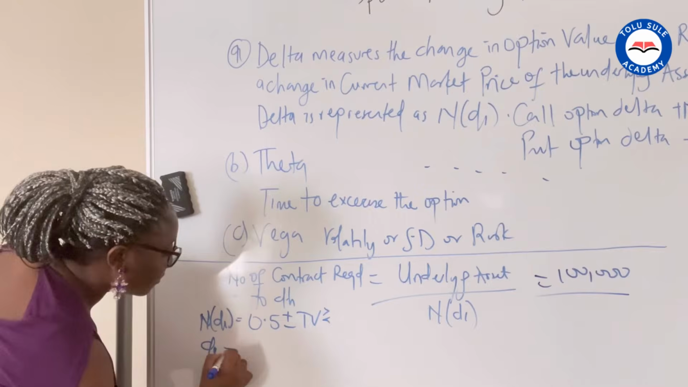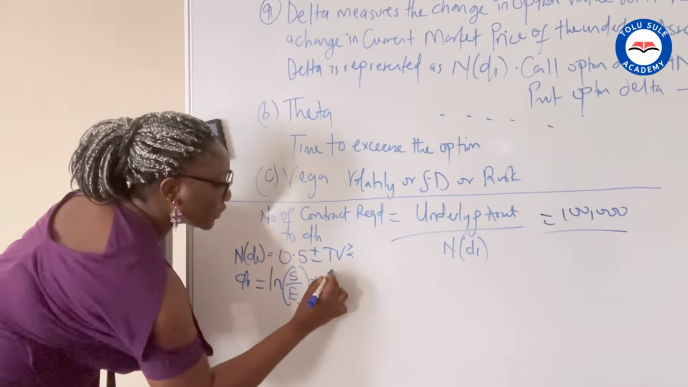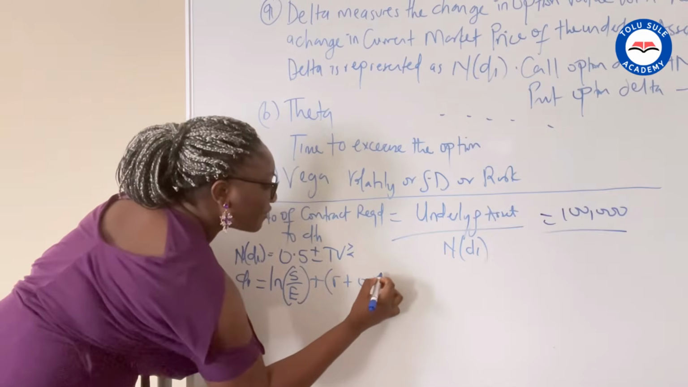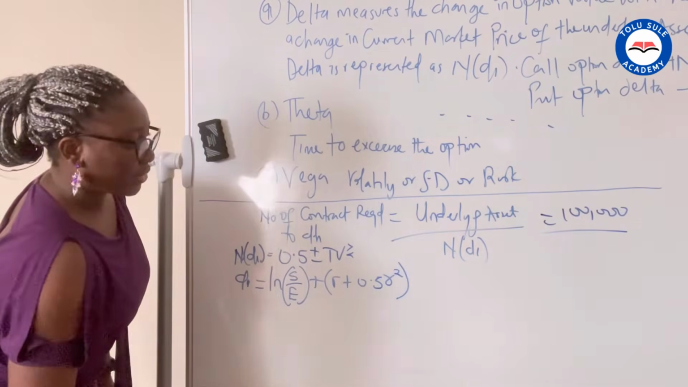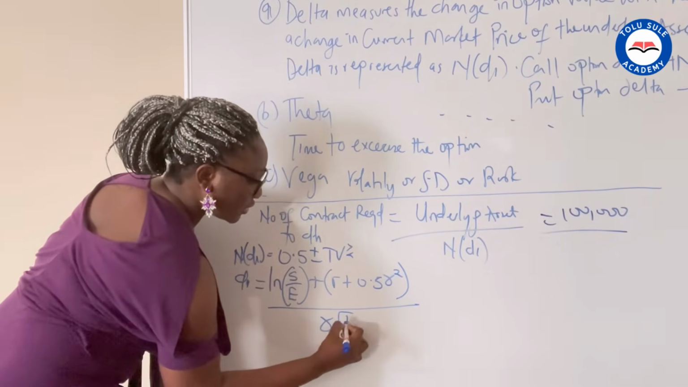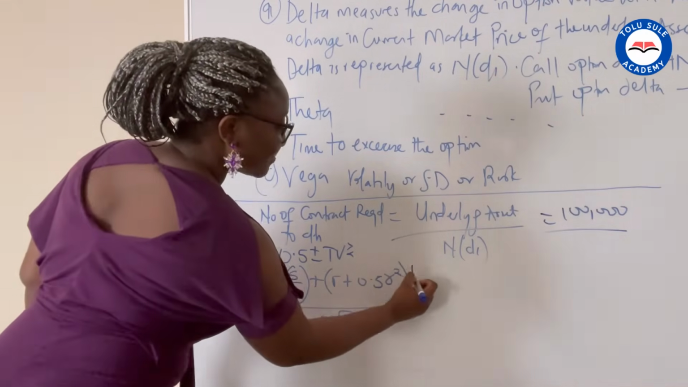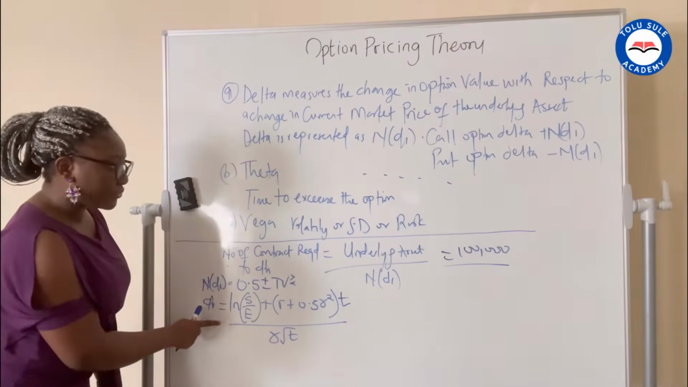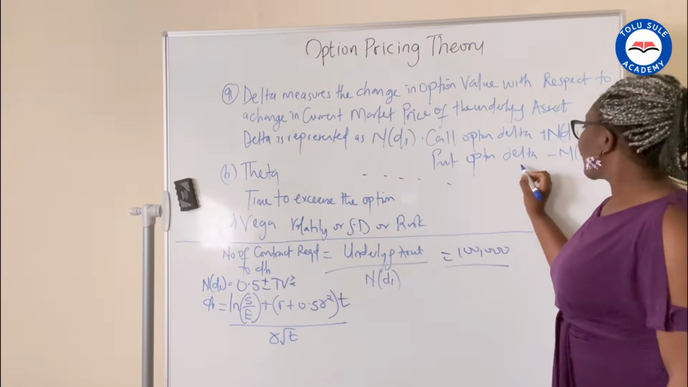I remember the D1 formula: natural log S over E plus R plus 0.5 standard deviation square, am I right? All over standard deviation root t. The formula doesn't look complete. T is missing here. Now, what are your variables? Remember, you define your variables somewhere, okay?